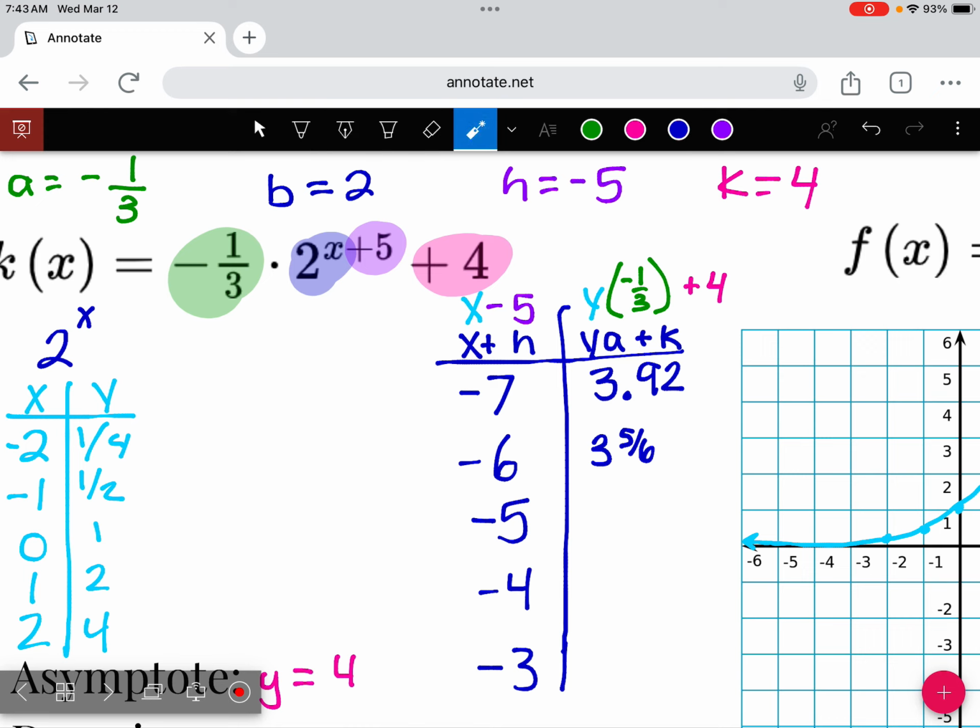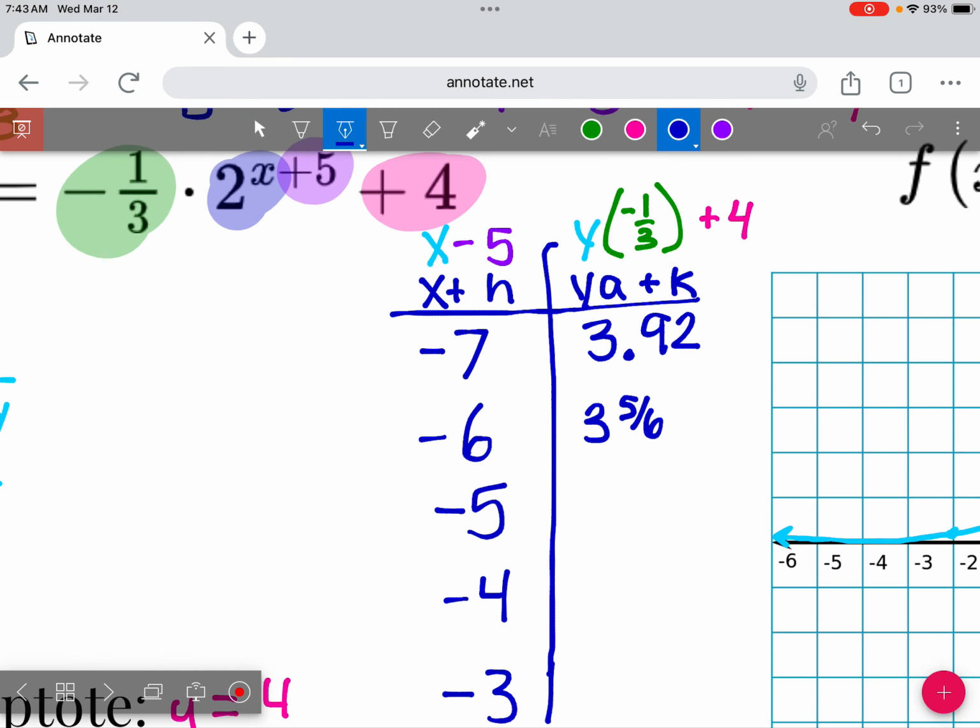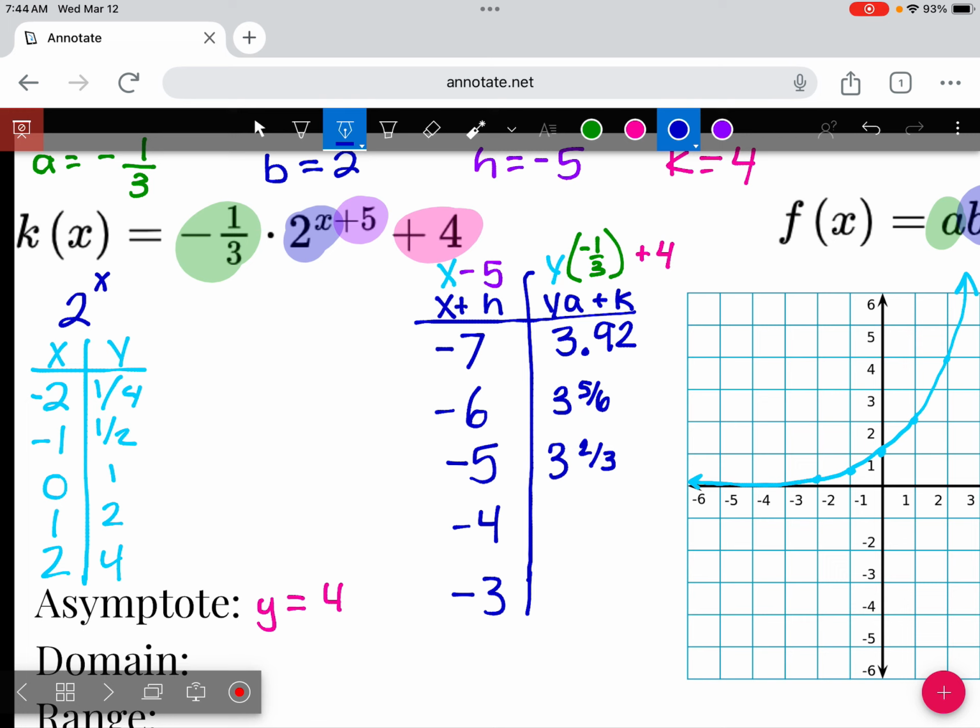Then we're going to have our 1 times our -1/3. We can do -1/3 plus 4, which becomes 3 and 2/3. Two times -1/3, and we get -2/3 plus 4. We get 3 1/3. And then our 4 times -1/3, we get 4/3 plus 4. We should get 2 2/3. I did decimals, totally fine.